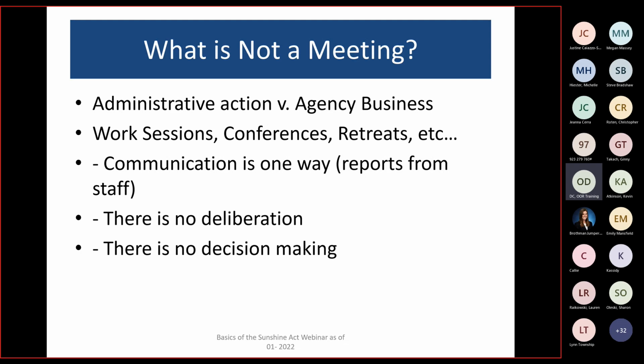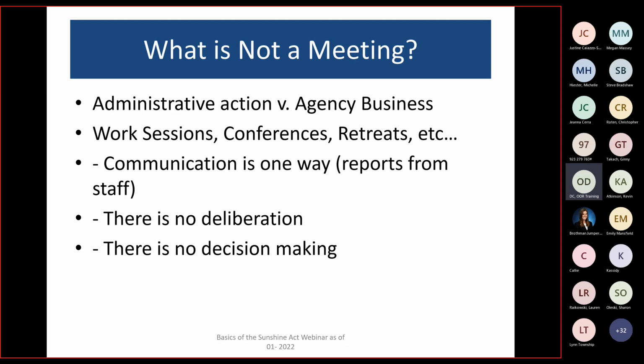Okay, now the communication is primarily one way. You have the staff making presentations to the elected board members. Now, the board members can turn around and ask questions of the staff. They can have a conversation, okay, to clarify issues and the like.